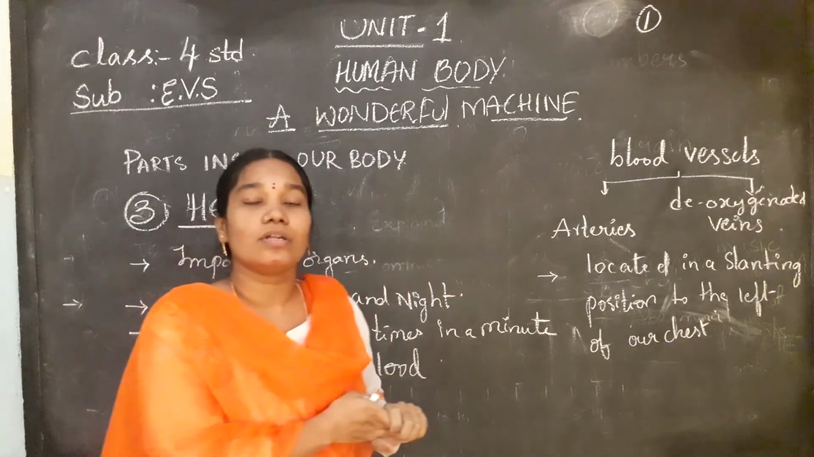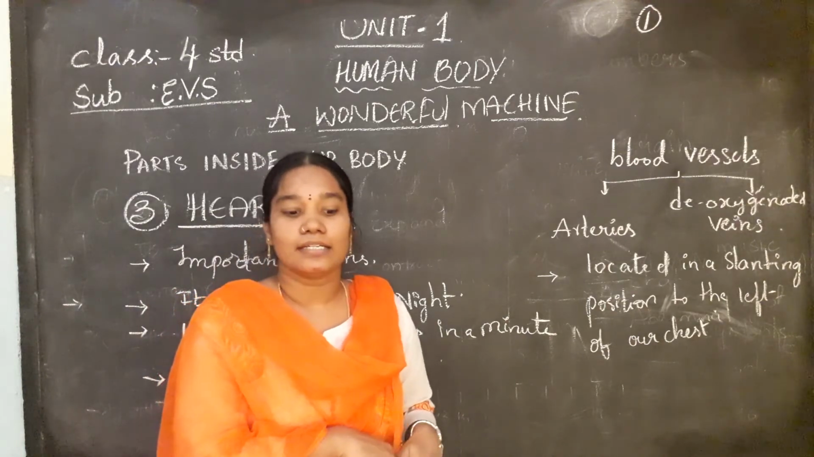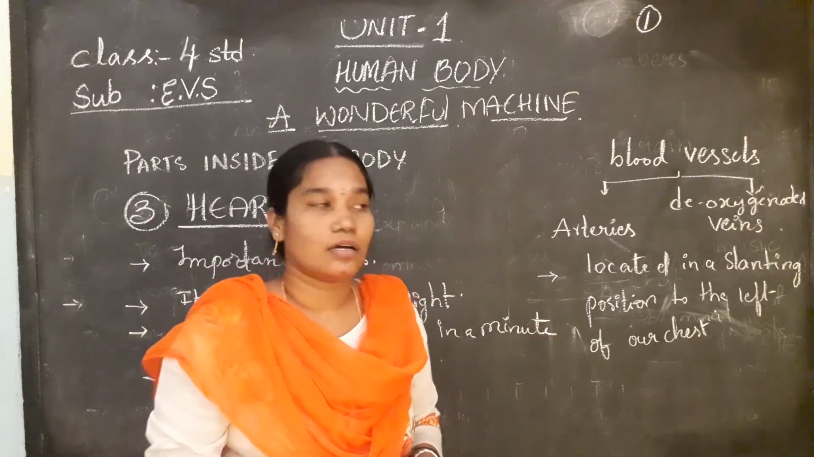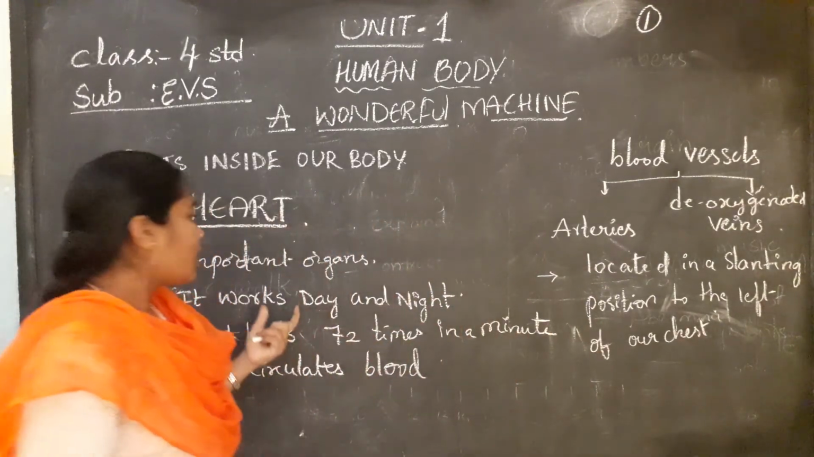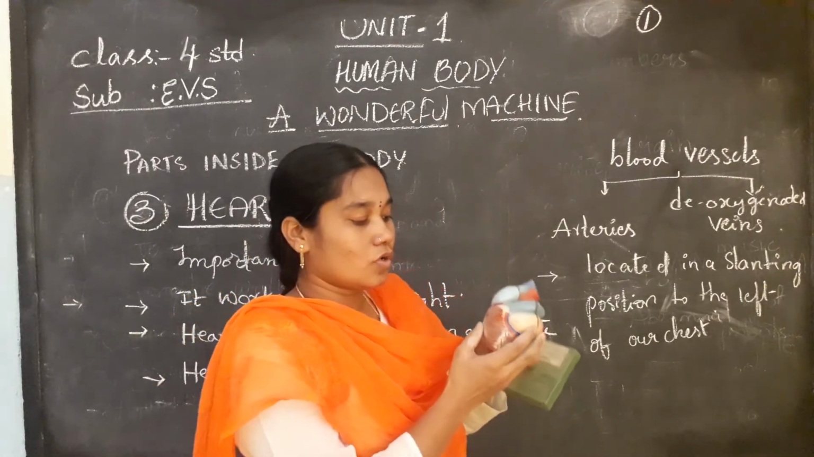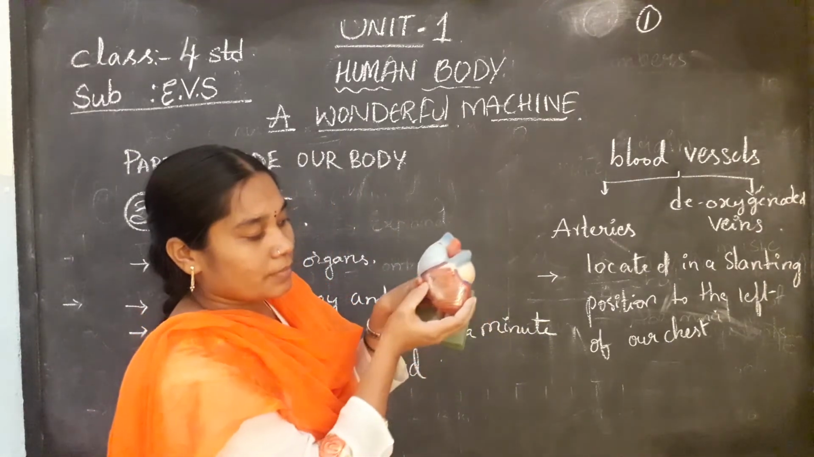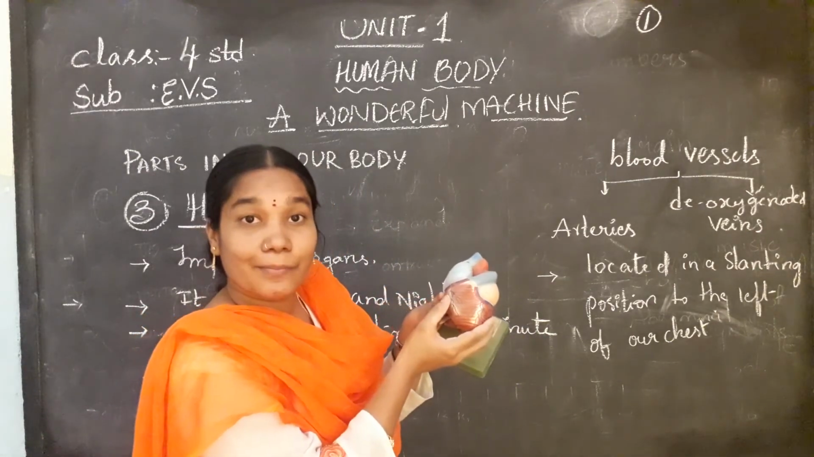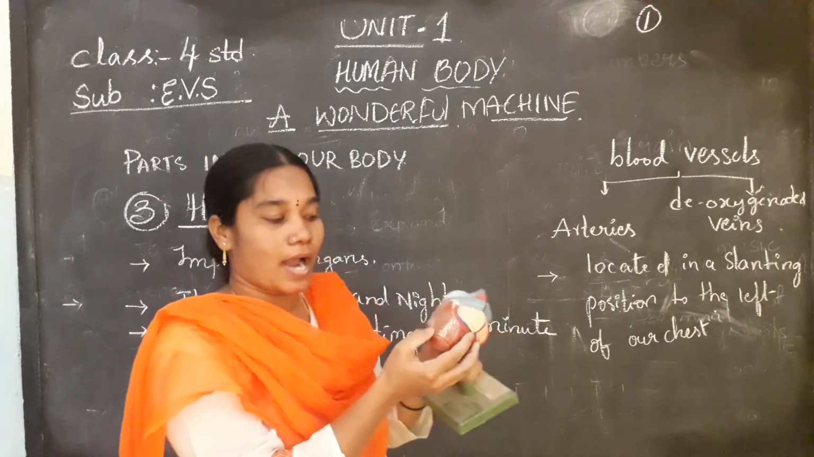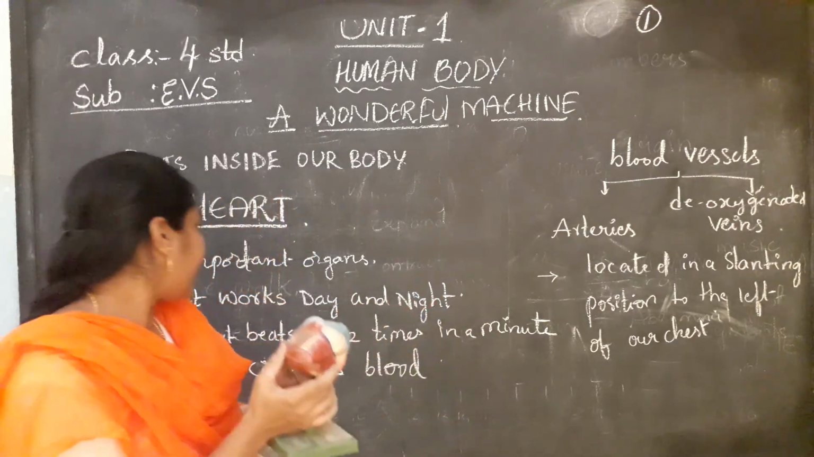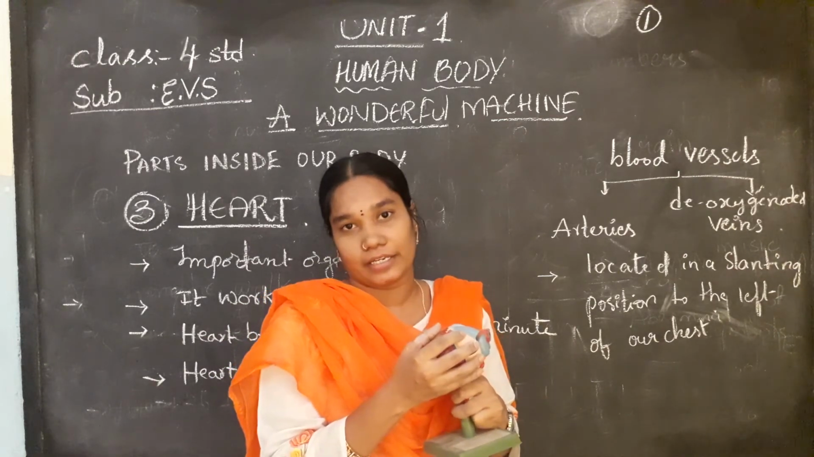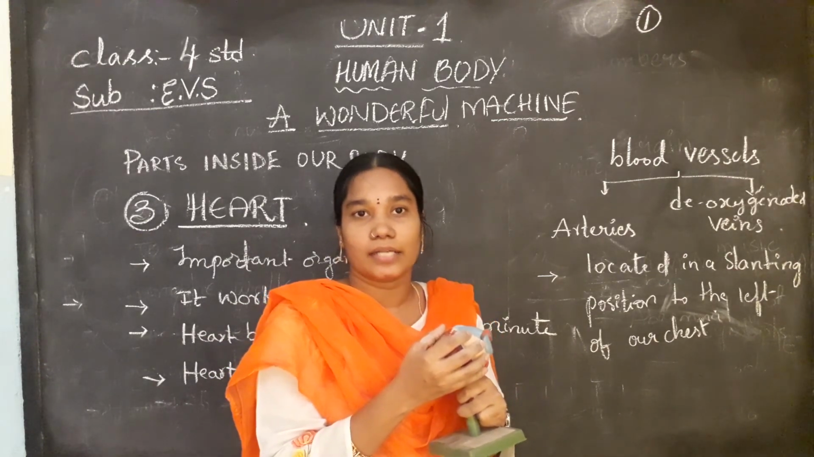So what we learned about the heart, lungs and brain. I will show you a model, then we will check out the structure. Observe the heart model. If you see the blue color and red color lines, they are the blood vessels. These blood vessels supply the blood to all the body parts, and it works day and night. It circulates the blood. If it stops working, we will die. So what sound does it make? Lub dub, okay.